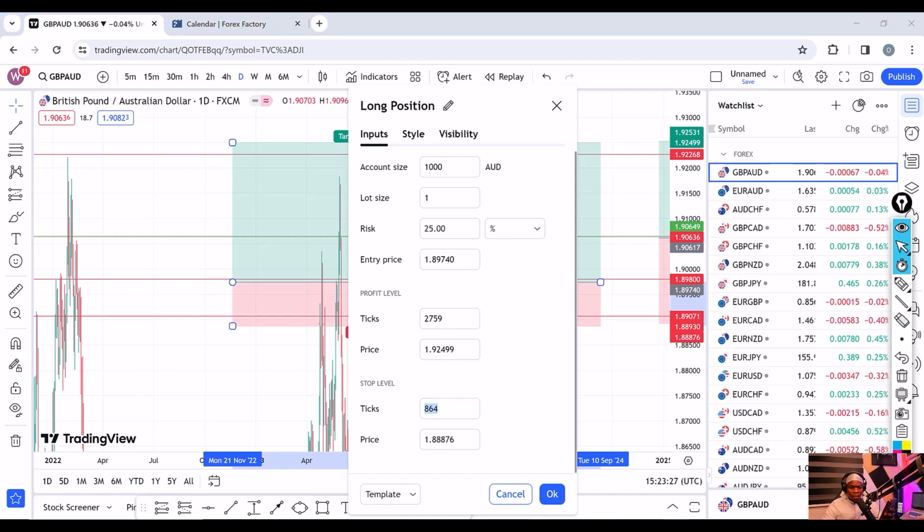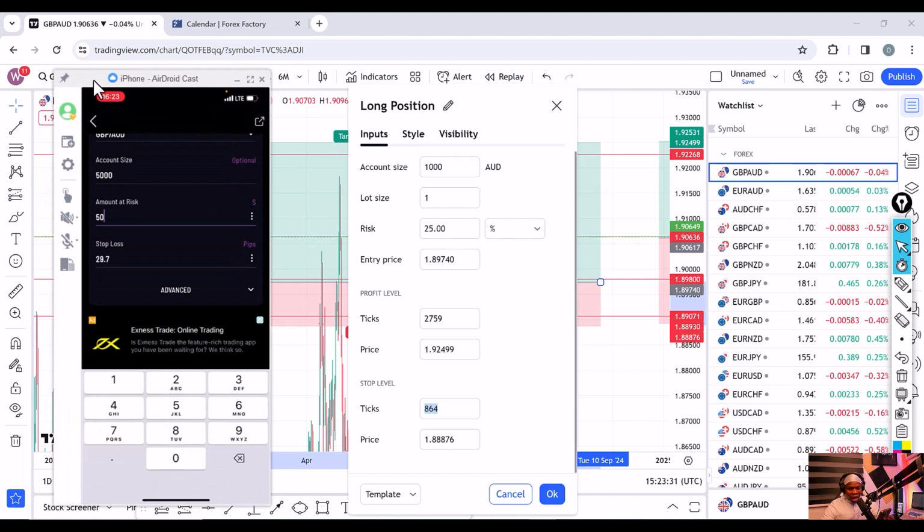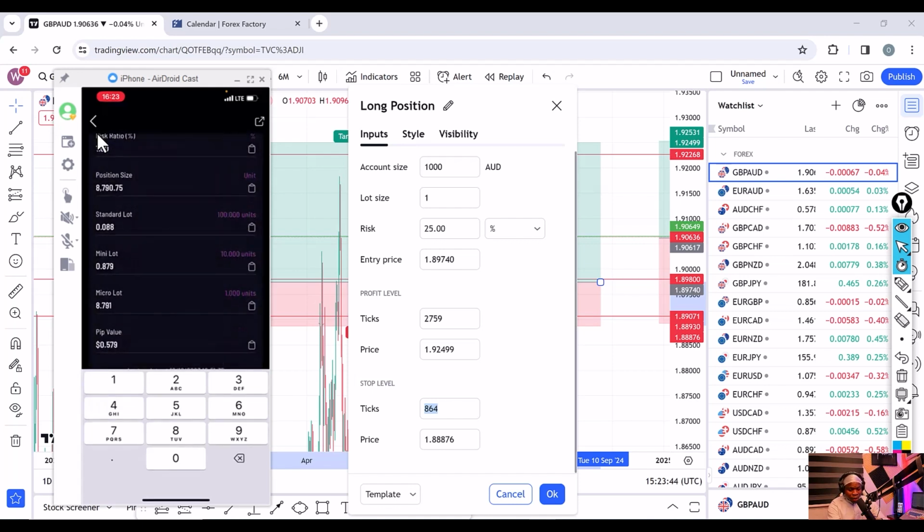So I'm going to come right here, okay, and set my stop loss as 86.4 pips. Okay, so it will tell you the position size to use. Look at this standard lot. Where you have this standard lot, that's your position size. So the position size will be 0.08.